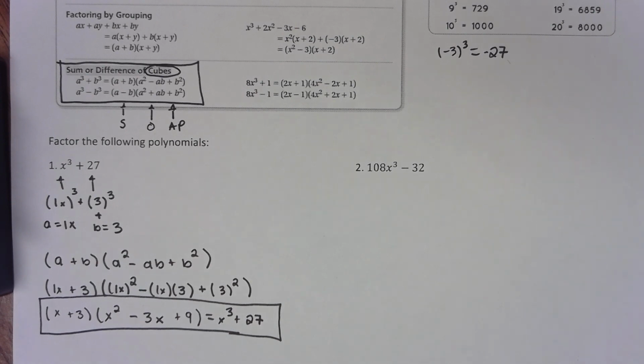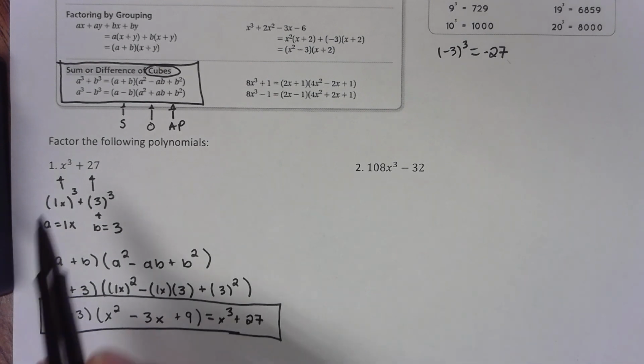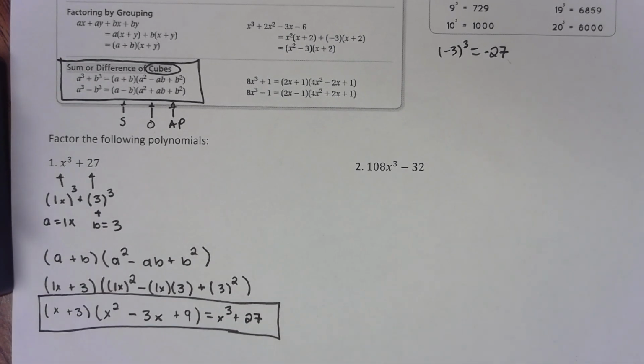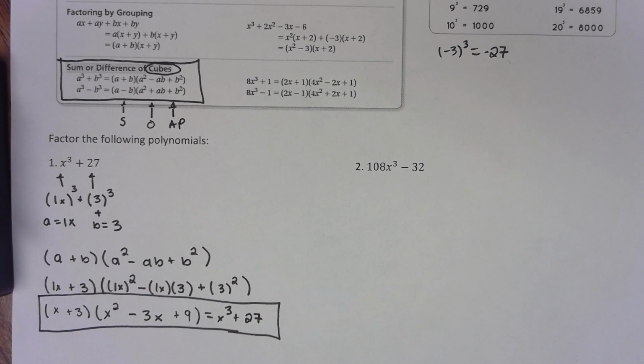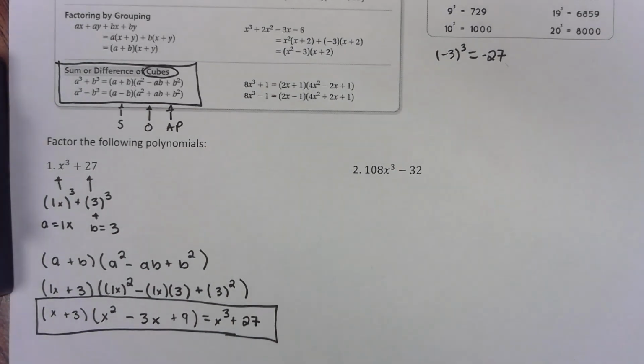Okay, so to me, this one's a little bit easier because that value in front of x cubed is 1. So let's work on number 2 together. And we're going to actually extend this into us solving these polynomials here in just a moment. So let's kind of start the whole thought process over again. And we're going to factor 108x cubed minus 32.